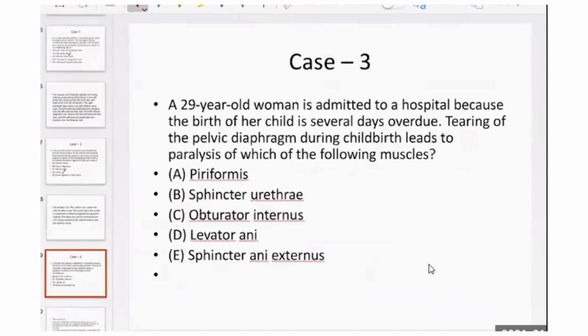A 20-year-old woman is admitted to the hospital because the birth of her child is several days overdue. Tearing of the following diaphragm during childbirth leads to paralysis of which of the muscles?